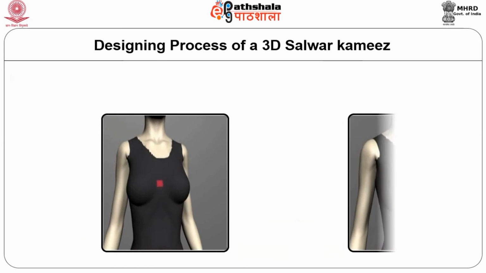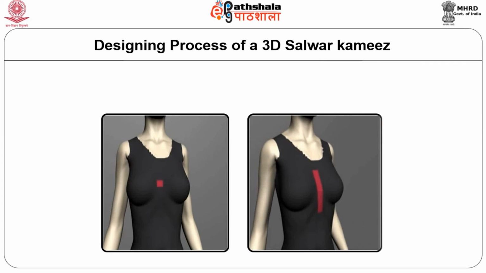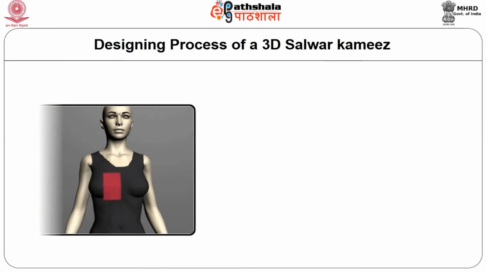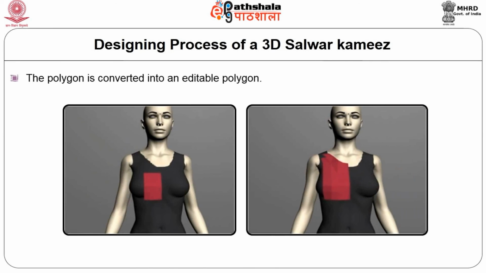The objects in 3D form can be created using polygons, primitives and mesh objects. Here we are going to create it using a polygon. A polygon is created by placing it over the body on the right side of the woman figure at the center front line. The polygon is then converted into an editable polygon.